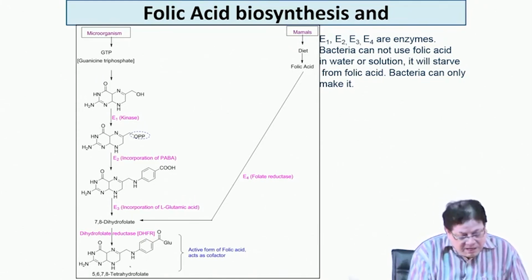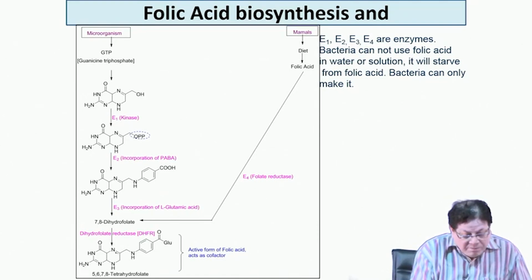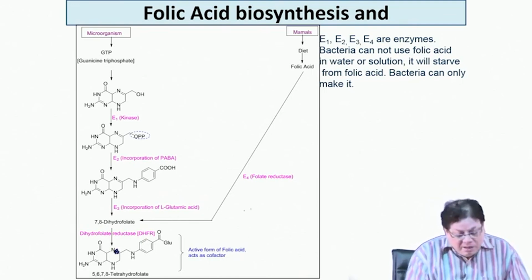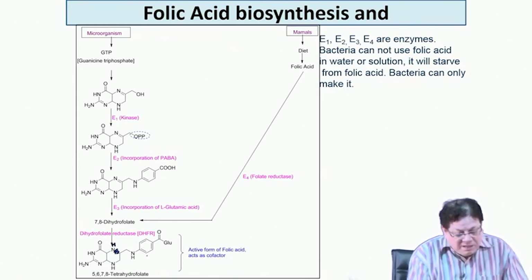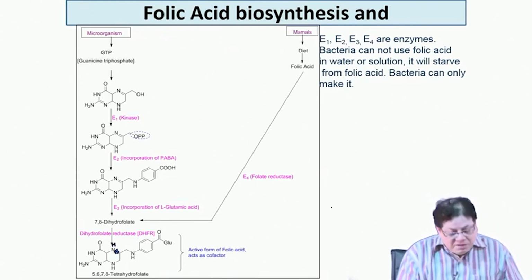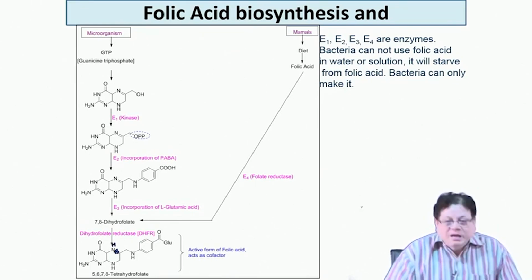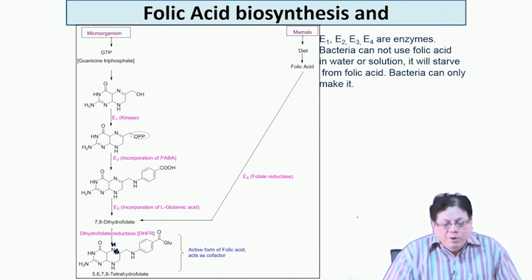Now, this 7,8-dihydrofolate, this is not a double bond, this is only a single bond, ultimately goes to tetrahydrofolate, specifically 5,6,7,8-tetrahydrofolate, which is the active form, that is the coenzyme form of folic acid.